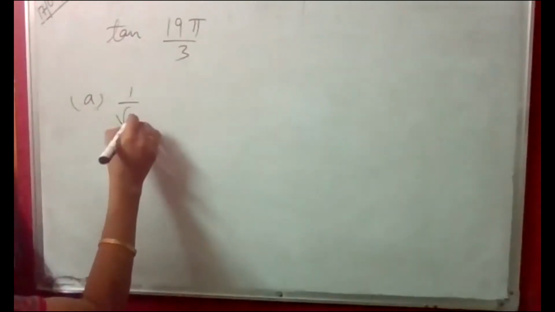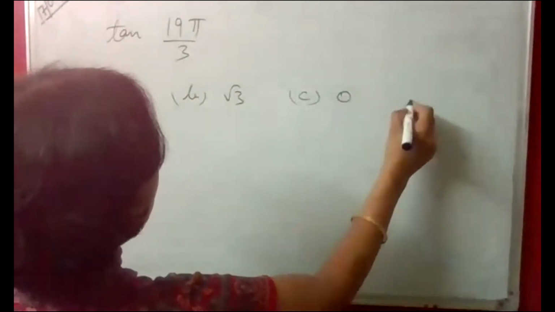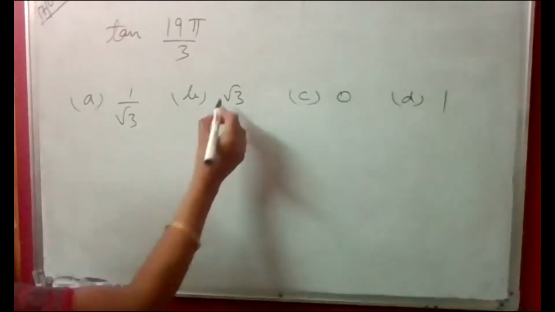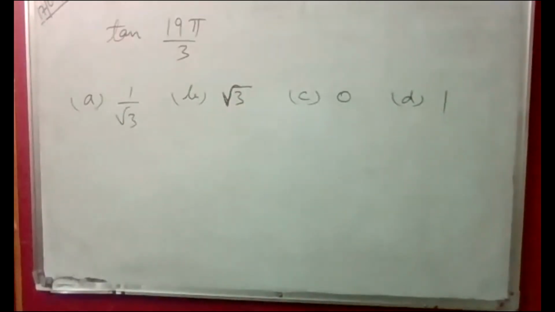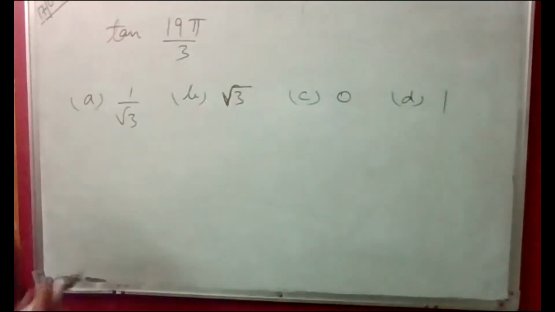It is 1 upon root 3, this is 0, and the d part is 1. Just solve it fast and give me the answer. Ma'am, option B. Option B, very good. And you can see how much time you took for this question, right? So this is how you have to solve the MCQs and give the answers.